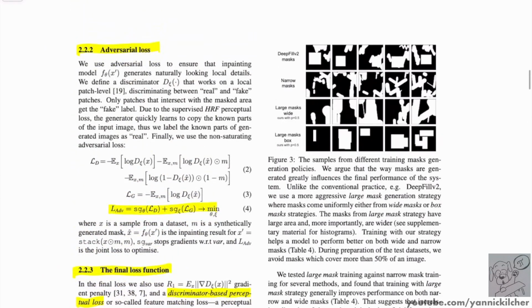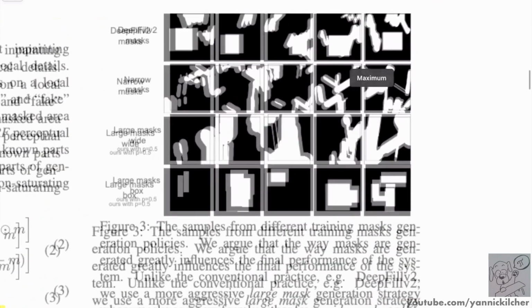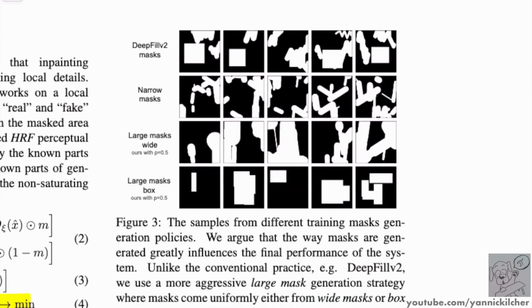So during training, you can't just take your finger and draw on pictures like I did, you have to have some heuristic way of generating masks. And I'm not going to go into the detail of how they do it. You can see here compared to one of the baselines, this is one of their heuristics. They have a mix of these large masks and the box masks.